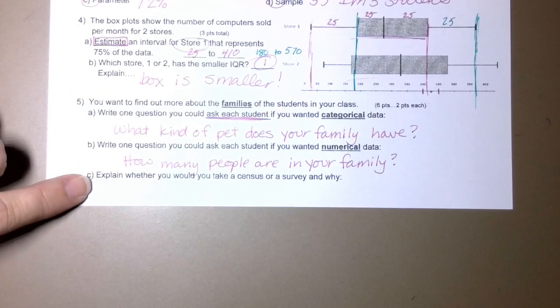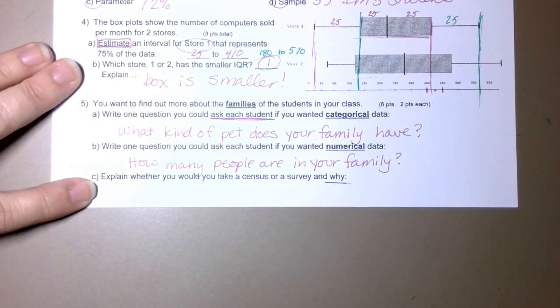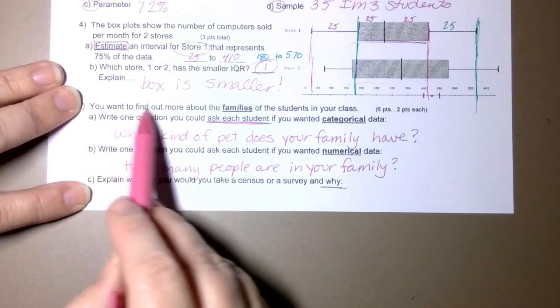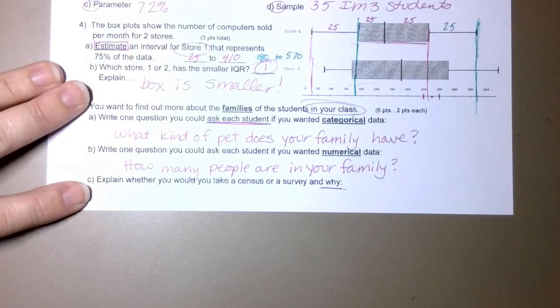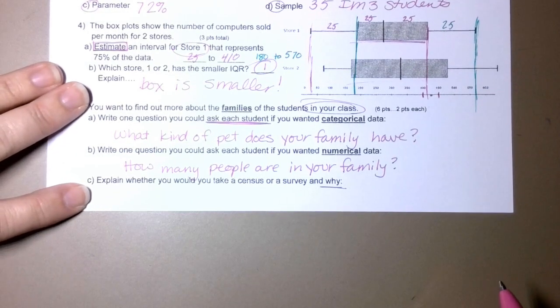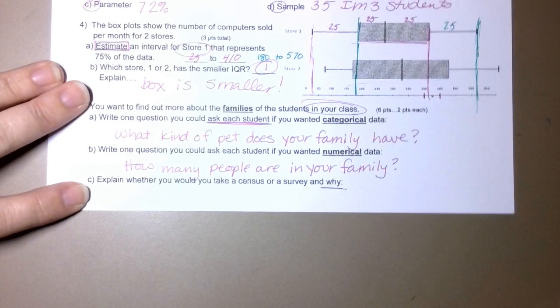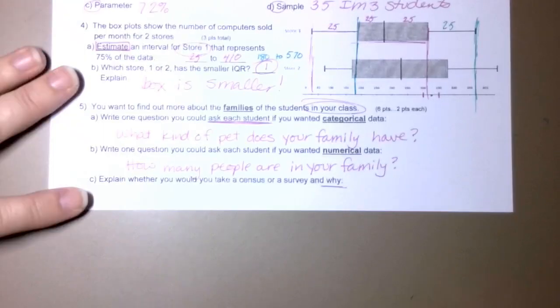Explain whether you would take a census or a survey and why. Well, let's see. We're looking at families in our class. Could you find information about our entire class? That's a reasonable population, isn't it? Not a ton of people. It's a lot, but it's not a ton of people. It's not like you have to pay money to make copies to send it out to people or whatever. It would be fairly easy to do that.